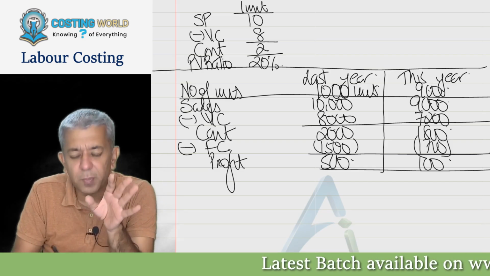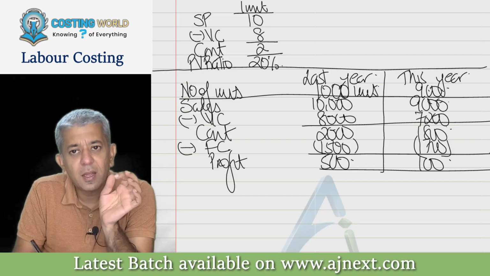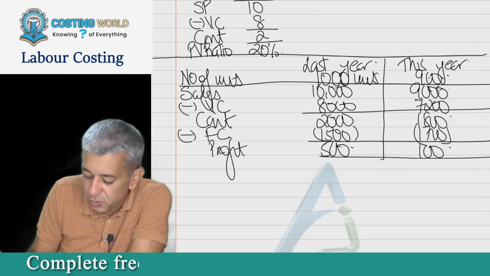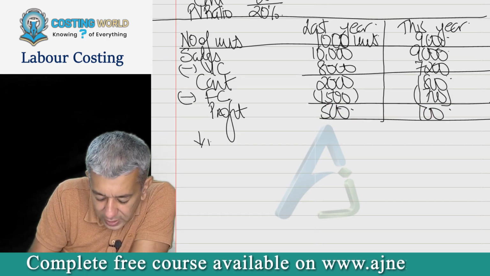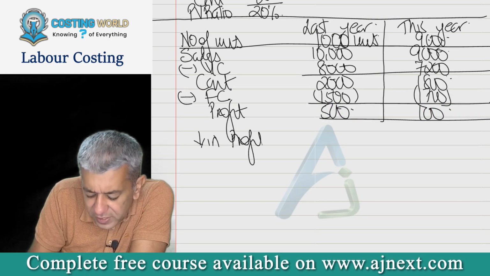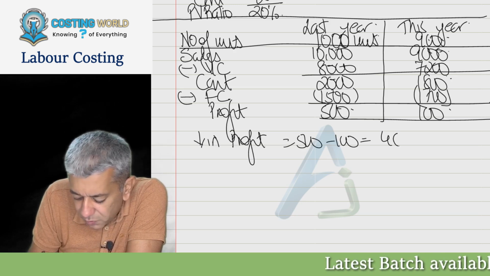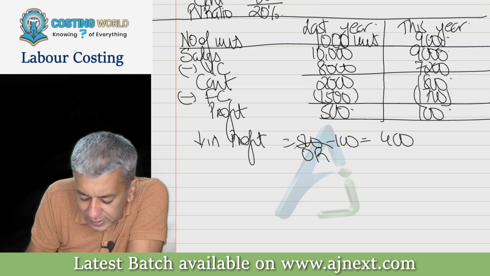It fell down by how much? It fell down by 400 rupees. Okay. Now, this 400 rupees, just a sec. So therefore, decrease in profit, obviously due to labor turnover, is equal to 500 minus 100 is equal to 400. I don't want to calculate it this particular way.